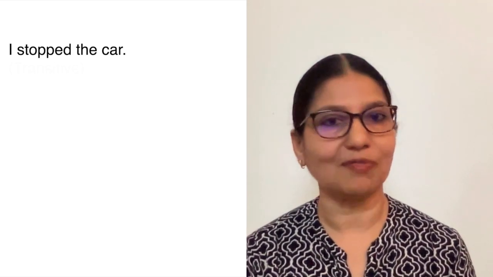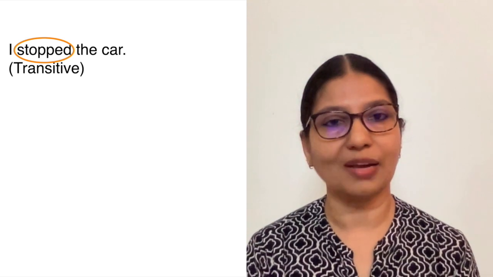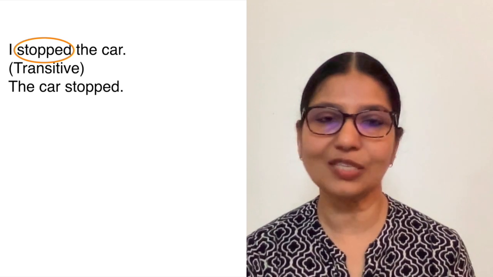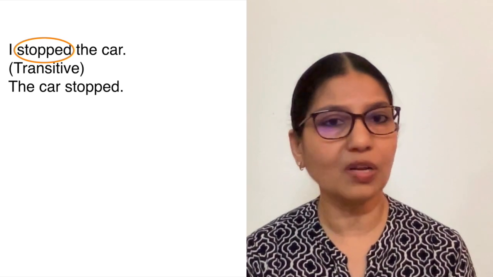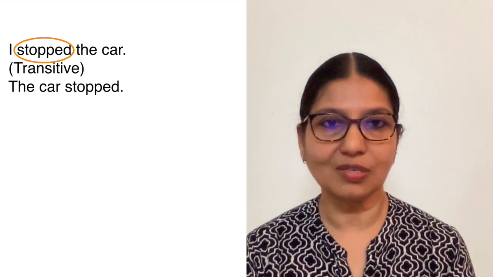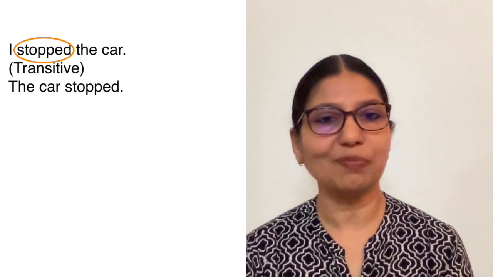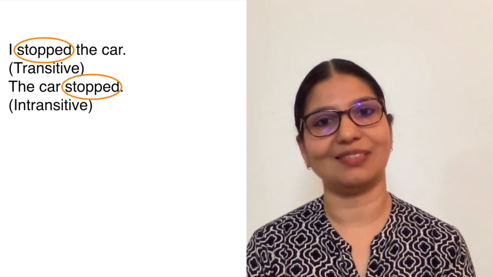In the first one, you have, I stopped the car. The subject is I and I stopped. I stopped what? The car. So the verb stopped has an object which is the car. That means stopped is a transitive verb. But in the next sentence you have, the car stopped. Here car is a subject and what did the car do? It stopped. But ask the question, what did it stop? You don't have an answer because the verb stopped doesn't take an object here. That's because stopped is an intransitive verb here.